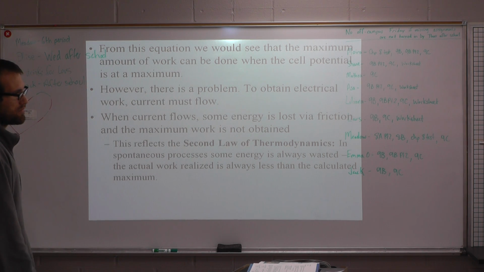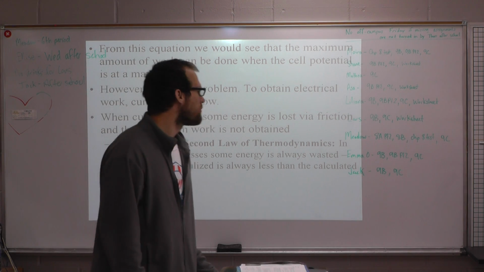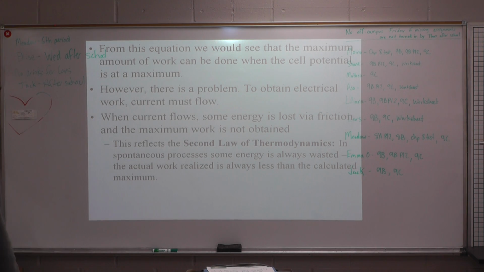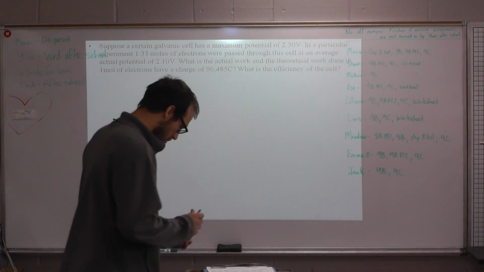There are other energy forms, not in the context of this. So this really reflects the second law of thermodynamics. Some of it's wasted, and so the maximum work that we would expect from the cell potential being max, we will never get the maximum work because of energy lost. So let's tackle this problem.